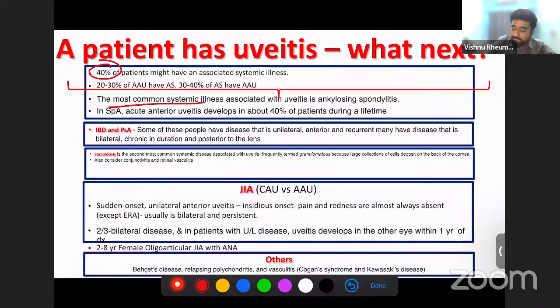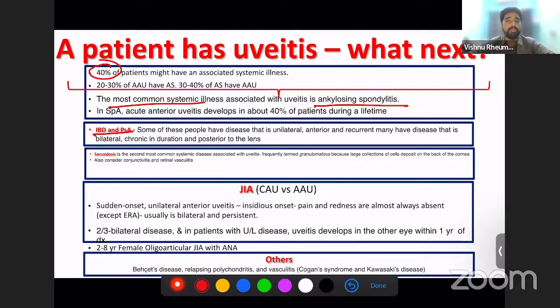So the most common systemic illness is your ankylosing spondylitis, and you have to clinically, as well as with examination, as well as possible requirement of radiography, screen for ankylosing spondylitis. In SPA, it usually presents as acute alternating unilateral uveitis, and a lot of times it's asymptomatic as well. In IBD, that is inflammatory bowel disease, psoriatic arthritis, and other spondyloarthropathies, also it presents.